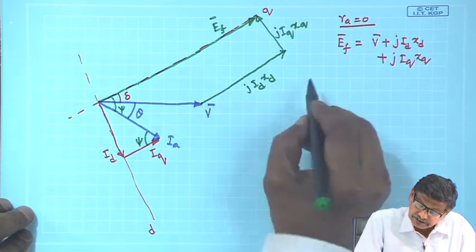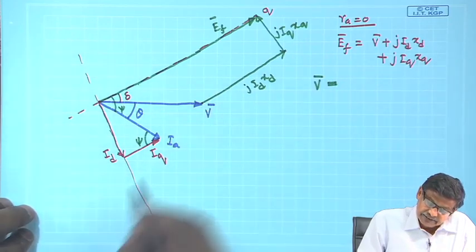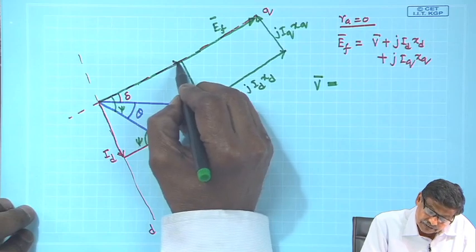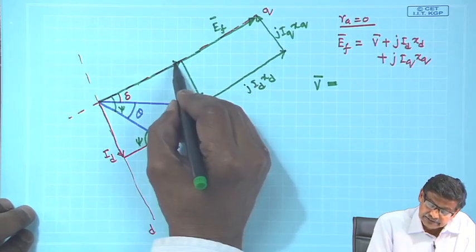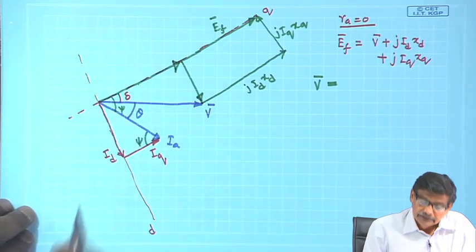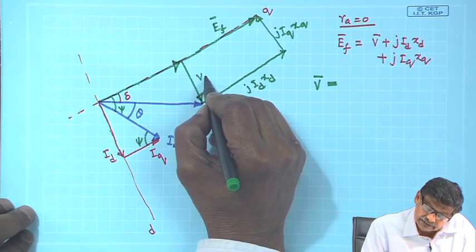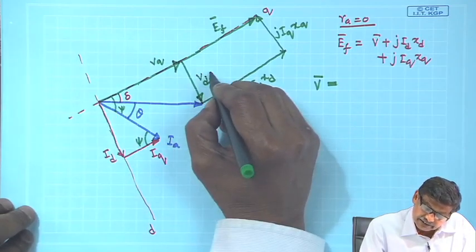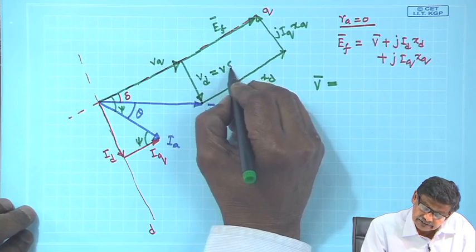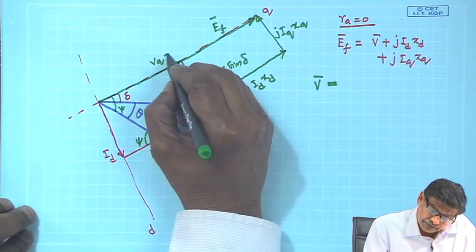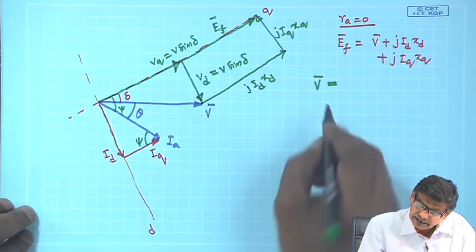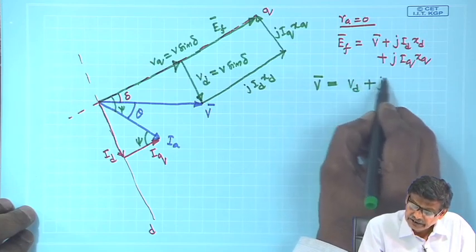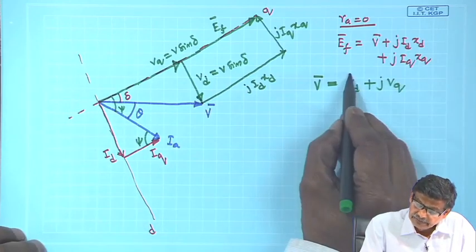Now, this voltage phasor V can also be thought of as consisting of this and this, is not? And this is Vd and this is Vq. Vd is V sin delta and Vq is V cos delta. What I am telling is, this V can be written as Vd plus jVq. What else? This phasor plus this phasor.